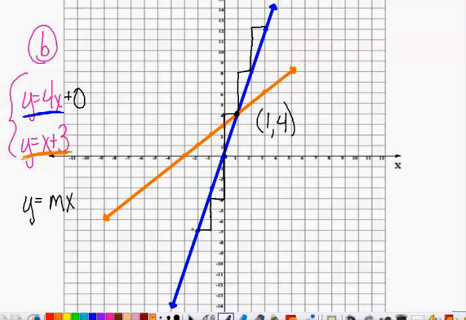All right, so my orange, x plus 3. Again, if you don't see a slope, you assume it's 1 over 1. So I'm going to start at positive 3 and go up 1 over 1, up, over, up, over, up, over, up, over. This is how I got my orange line. All right, and again, I can already see that they're going to cross right at that point right there, which is 1, 4. So that is the solution to that equation.